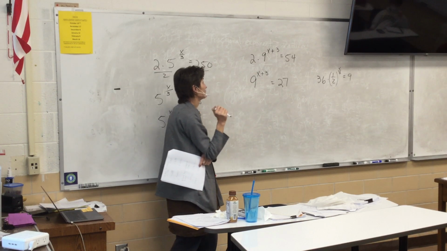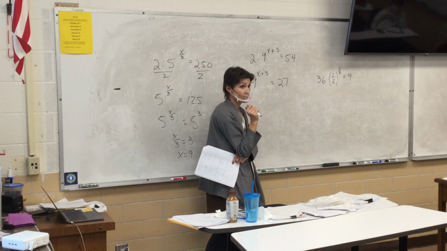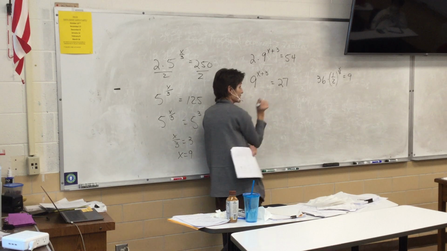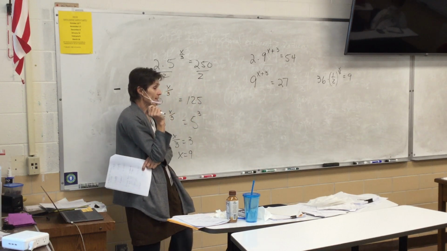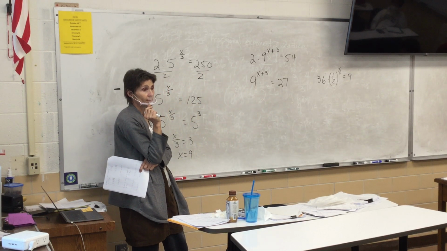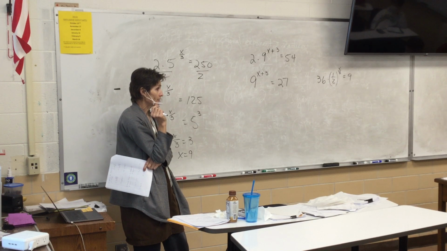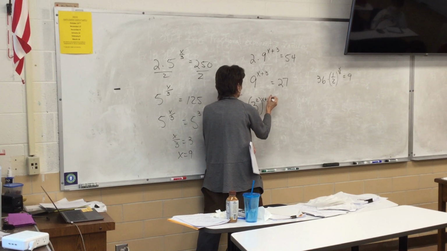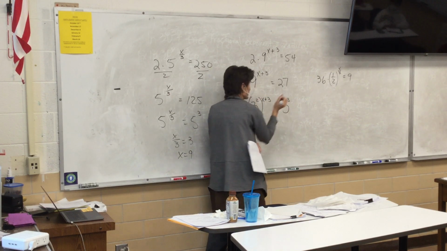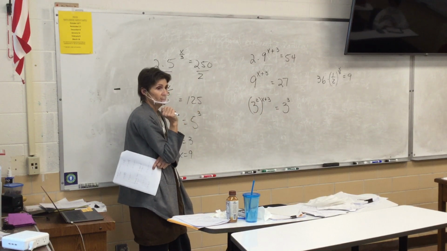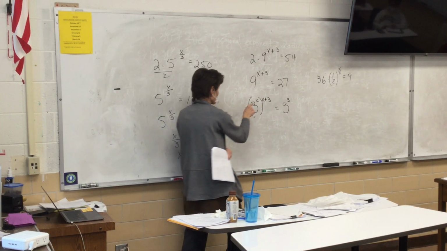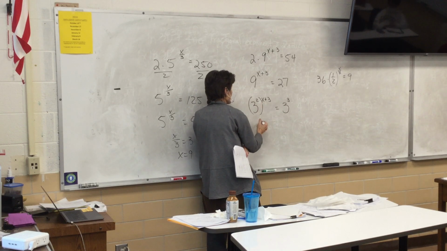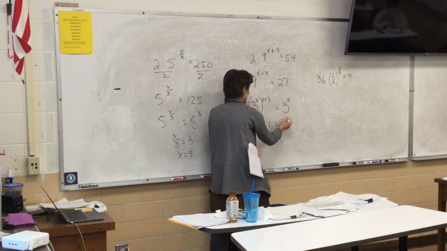In F, hopefully you divided by 2 first. So you got a 9 and a 27. What about 9 and 27? They're both powers of 3. So this is 3 squared, and this is 3 cubed. Now remember, power to power is multiplied. So 2x plus 6 equals 3.